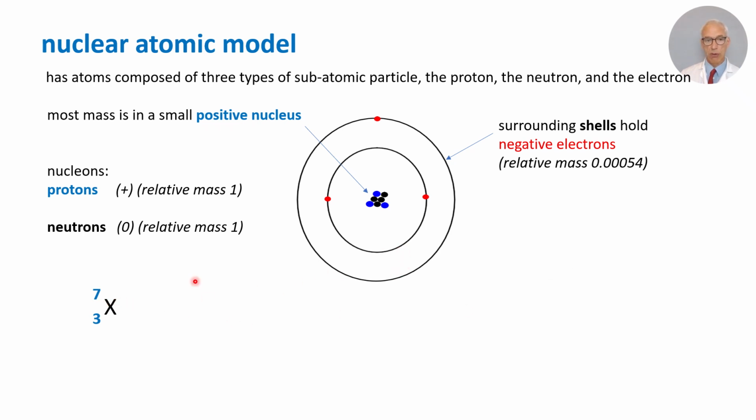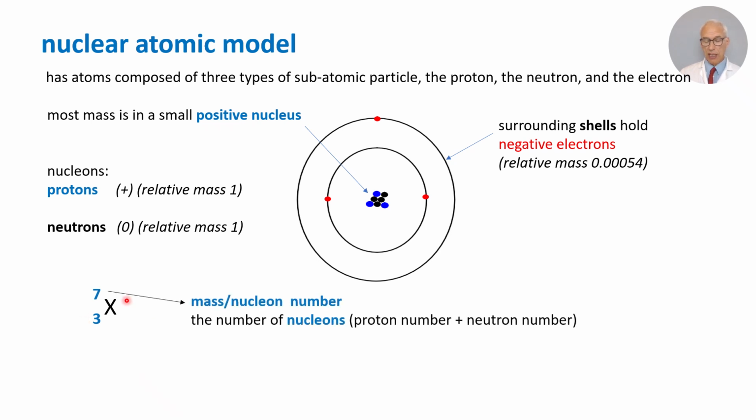Now, each atom has two numbers associated with it. So in this example, we'll have a 7 and a 3. The 7 is the count of nucleons. So we've got 1, 2, 3, 4, 5, 6, 7 particles in the nucleus. So the mass or nucleon number is 7. The second number is the atomic number, and that's just counting the blue subatomic particles. That's the protons. So the atomic number is the proton number. So we've got two numbers, the nucleon number and the atomic number.